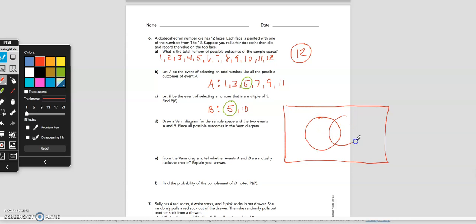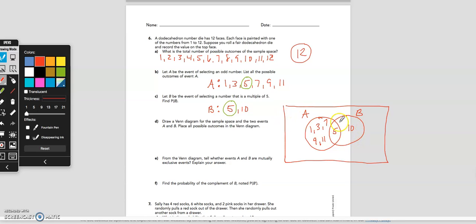All right, so let's go ahead and call this event A. Let's call this B. Let's put our number 5 in there that satisfies both of them. And now let's list everything else that works for A, and that's going to be 1, 3, 7, 9, and 11. And everything else that works for B is just 10.